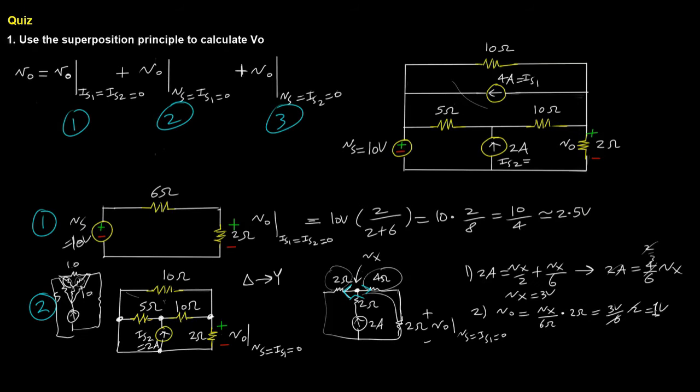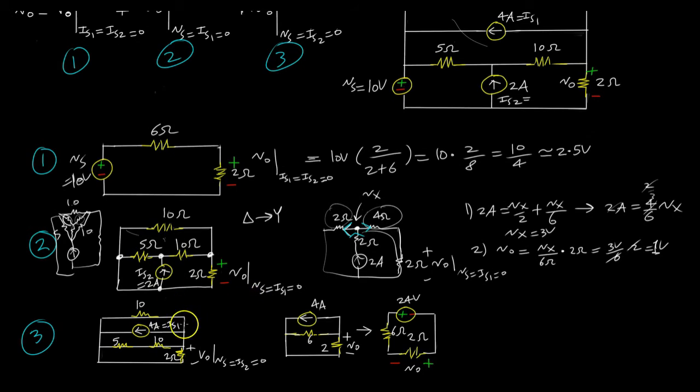Let's go ahead and do case number 3. For the final case, I hope you can see the circuit, I'm really running out of room here. We have shorted out this voltage source and we've opened up that second current source, IS2. So now we have this circuit.